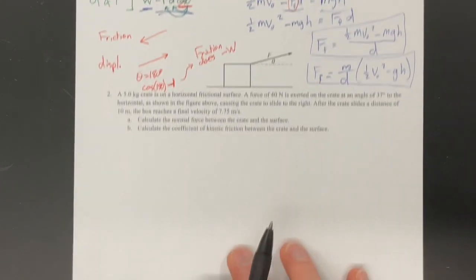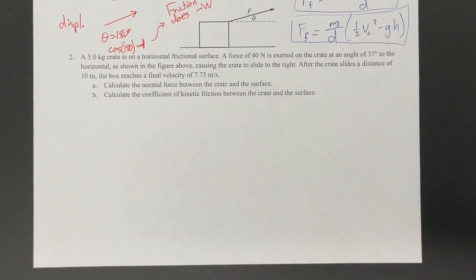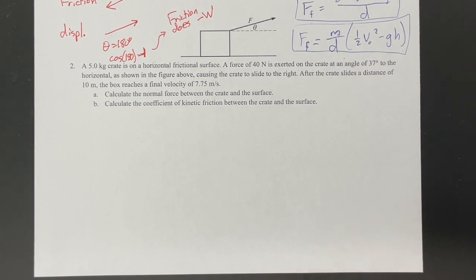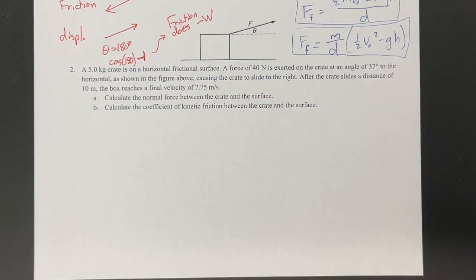Okay. A 5-kilogram crate is on a horizontal frictional surface. A force of 40 newtons is exerted on the crate at an angle of 37 degrees to the horizontal, as shown in the figure above, causing the crate to slide to the right. After the crate slides a distance of 10 meters, the box reaches a final velocity of 7.75 meters per second.